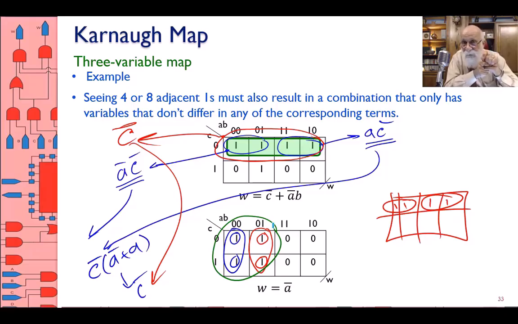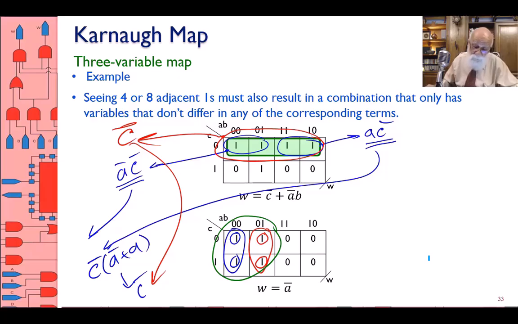What's the corresponding Boolean term for it? Look, it has A, it has B, it has C, but the only variable that is the same in all these four is A, and A is 0, and therefore W is A bar, and that's all there is to it. W is A bar. I could look at this in a different way, though. See? I could look at it this way. Same map.